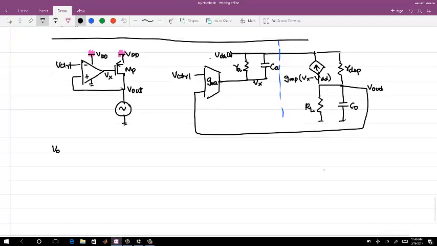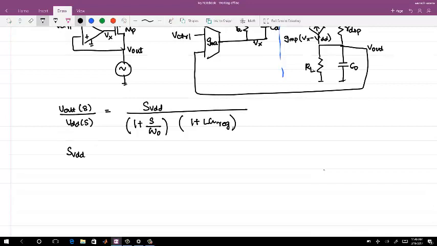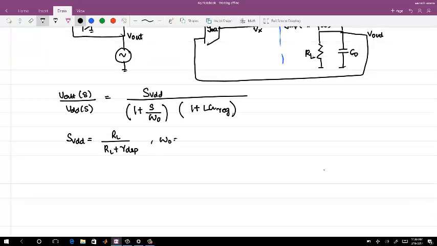V out, I will write it directly. You can work this out later: V out by VDD of S is equal to S VDD divided by 1 plus S by omega out, into 1 plus loop gain of the regulator. We'll define all these parameters. Now S VDD is equal to RL by RL plus RDS P. Omega out is 1 divided by RDS P parallel RL times C out.